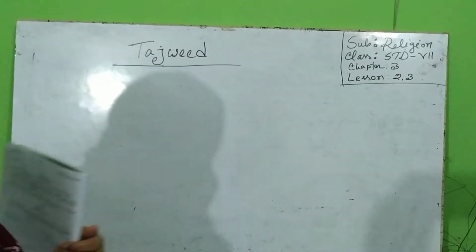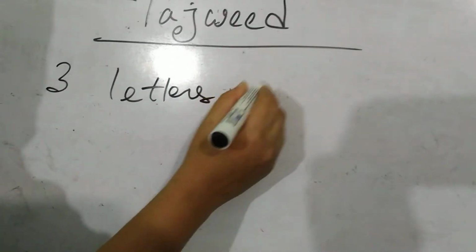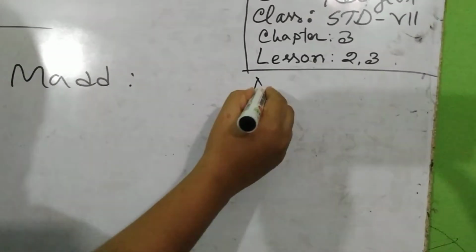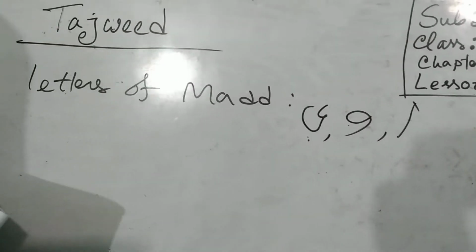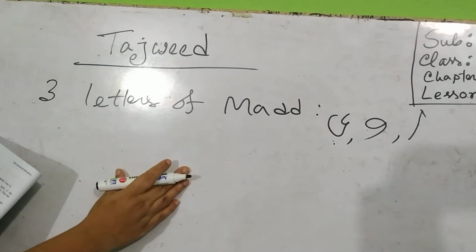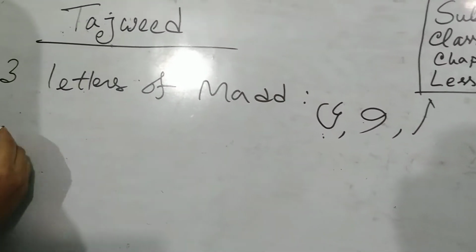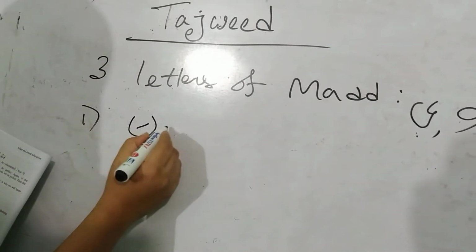What are the letters of mad? There are 3 letters of mad: alif, waw, ya. I write here 3 letters of mad. What are they? Alif, waw, ya. Now we know when these 3 letters are pronounced as mad. Number 1, when there is a jabr. This symbol is called jabr.